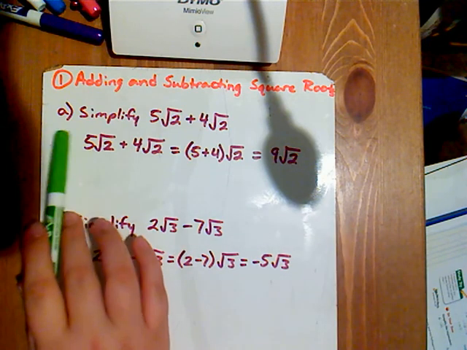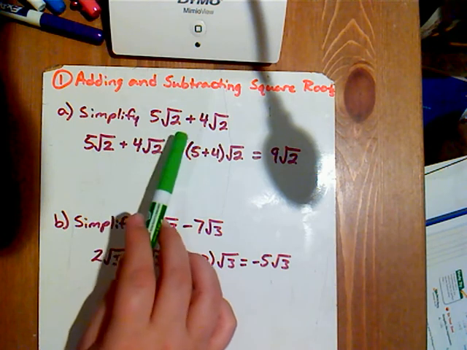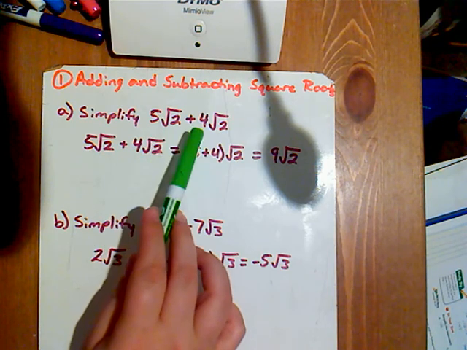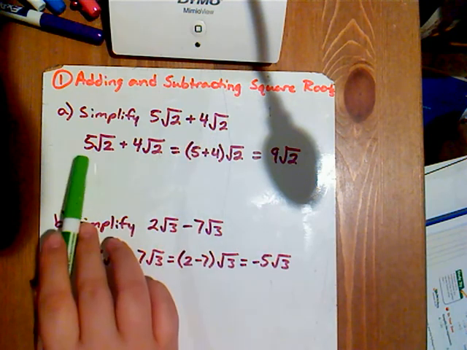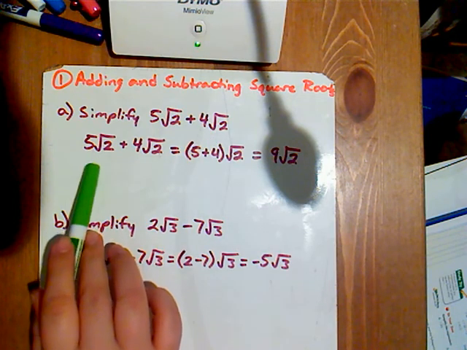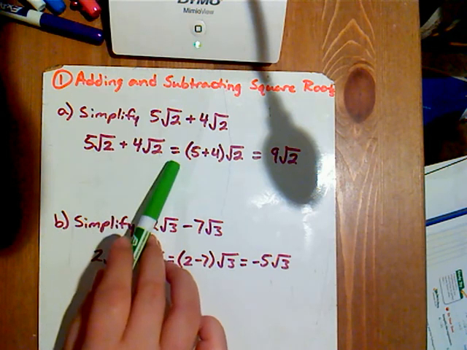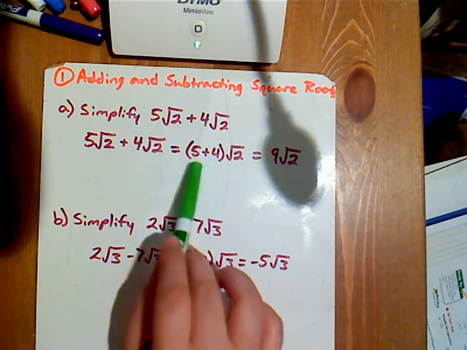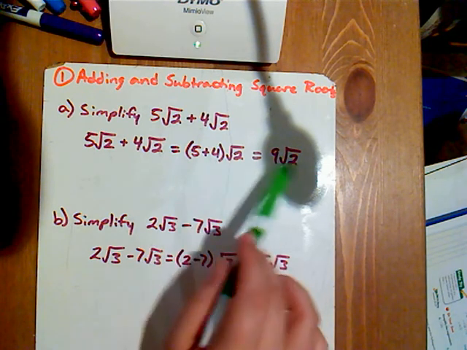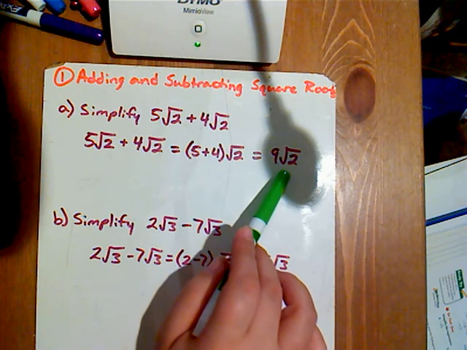A wants us to simplify 5 times the square root of 2 plus 4 times the square root of 2. That's going to equal 5 plus 4 times the square root of 2. That 5 plus 4 is 9. So our final answer is 9 times the square root of 2.